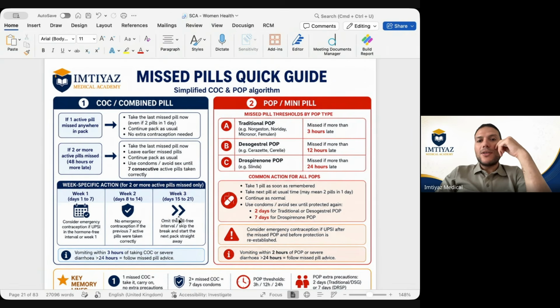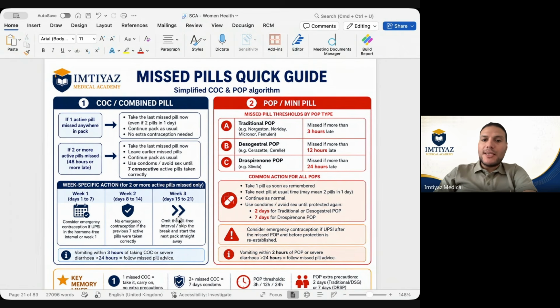Or it is second generation, like desogestrel, like Cerazette. We consider it missed if she forgets to take it for more than 12 hours. She takes it at 9 a.m. every day. Now it is 10 p.m. It is 13 hours. It is a missed tablet. There is a newer version like drospirenone, like Slinda. For Slinda, the missed rule is 24 hours. If she's taking it at 9 a.m. and she missed it yesterday, and now it is 10 a.m. the following day, it is missed.